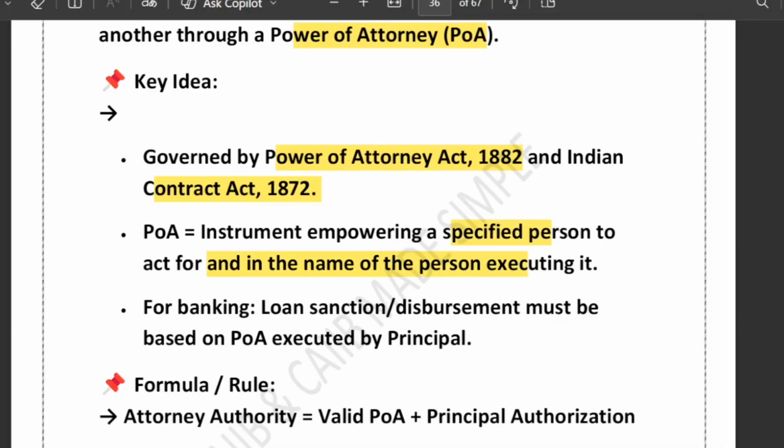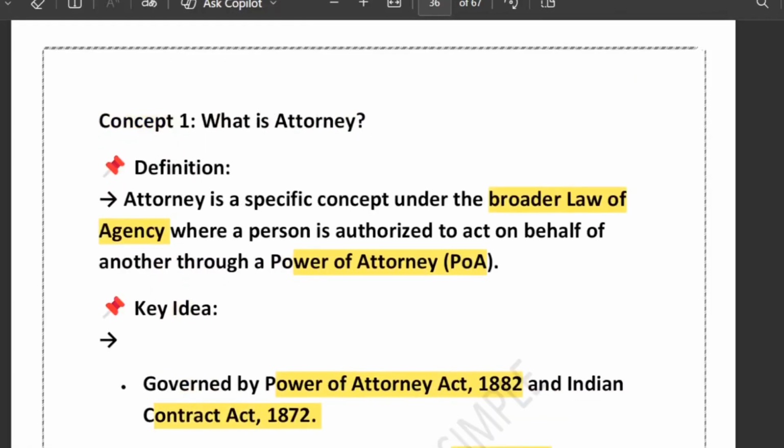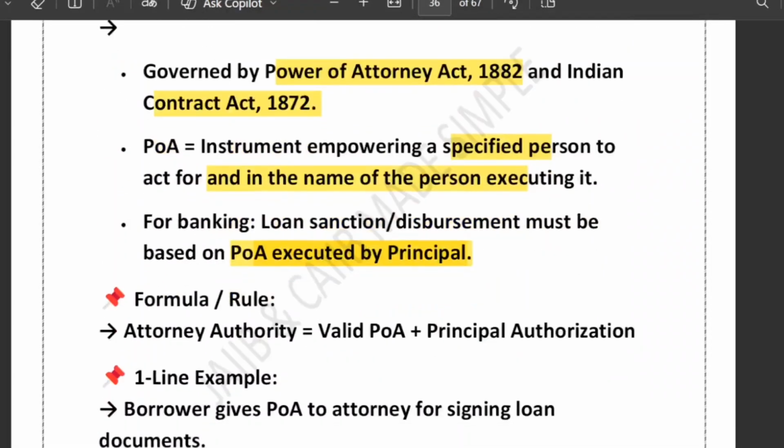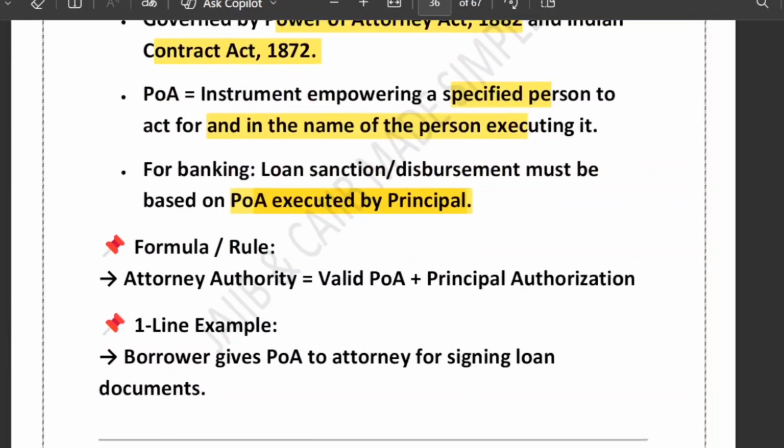Right. So for banking, loan sanction or disbursement must be based on the POA executed by the principal. I hope it is clear. Now friends, the rule is that attorney rule means valid POA plus principal authorization. So the borrower gives POA to the attorney for signing the loan document.